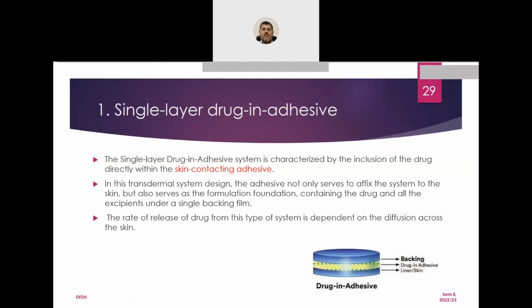In this transdermal system design, the adhesive not only serves to affix the system, but is also the formulation foundation containing the drug and all the excipients under a single backing film. So then what else do you need? You need the backing, the body of the patch, and you need the liner. This liner will be removed before application to the skin. So two layers will remain, the backing and the adhesive that contains all the excipients and the drug. The rate of release of a drug from this type of system is dependent on the diffusion across the skin.